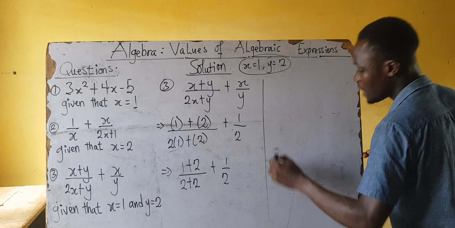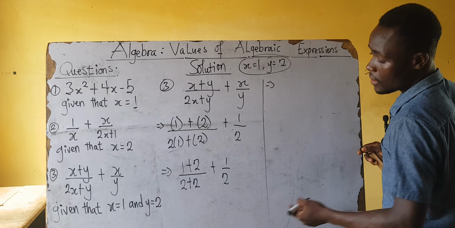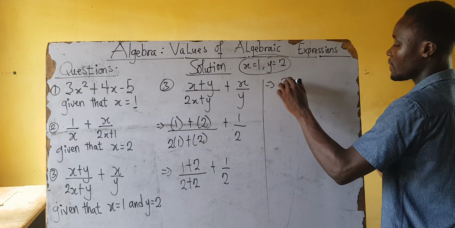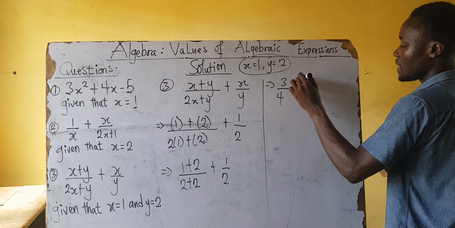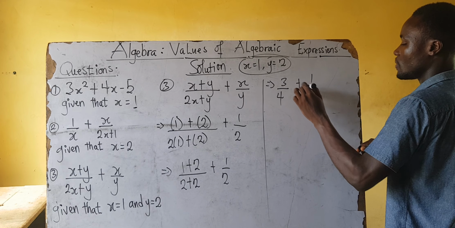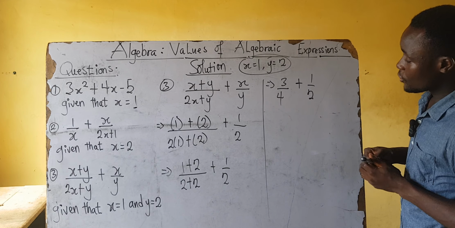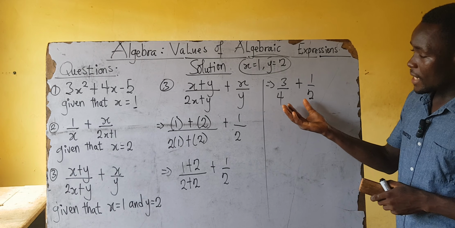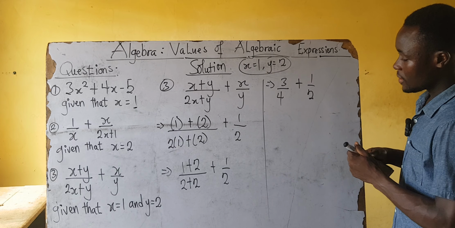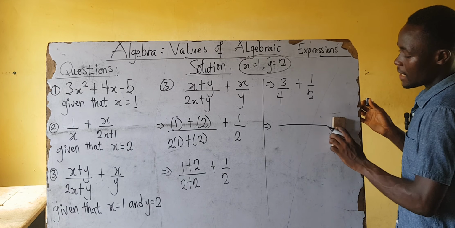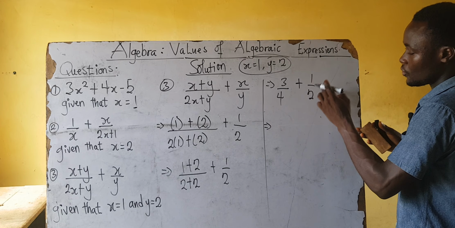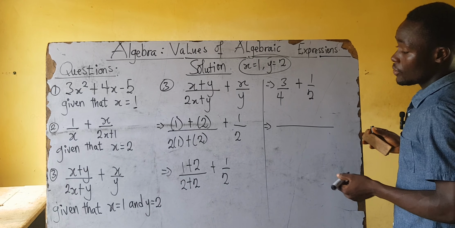So we continue it over here. We are having 1 plus 2, which is 3, all over 2 plus 2, which is 4, plus our 1 over 2. So this time around, we are getting two fractions as well. So here we are going to look at how to simplify this fraction by finding the LCM. Remember, we cannot just add 3 out of 4 to 1 out of 2. So we find the LCM.